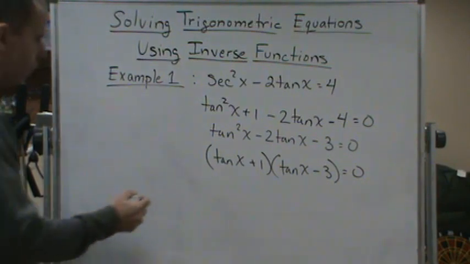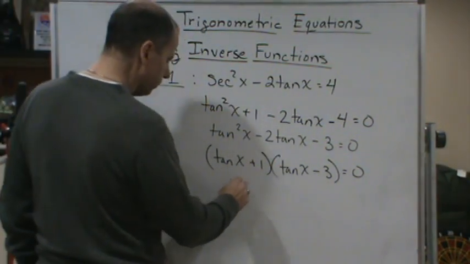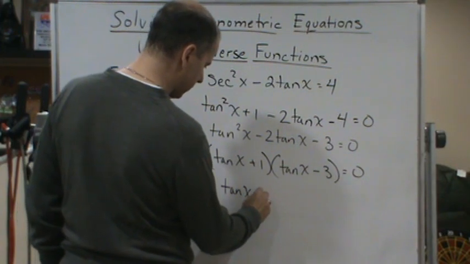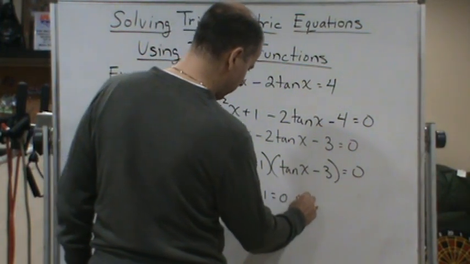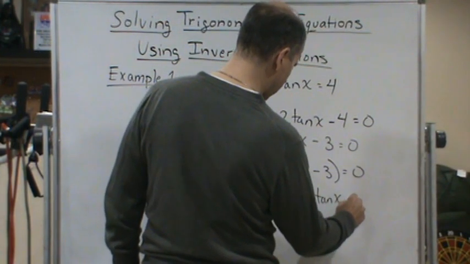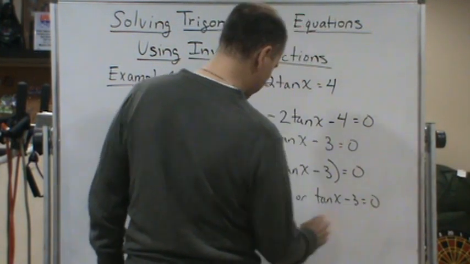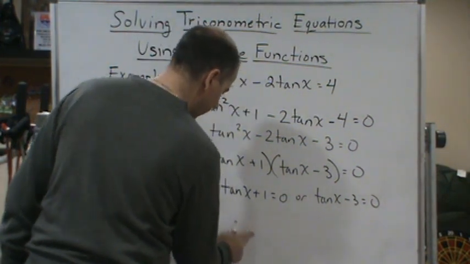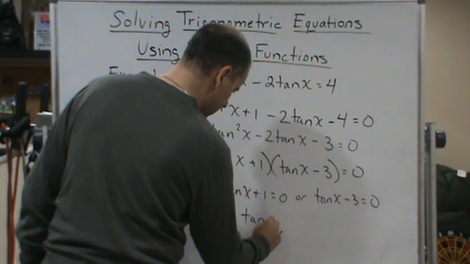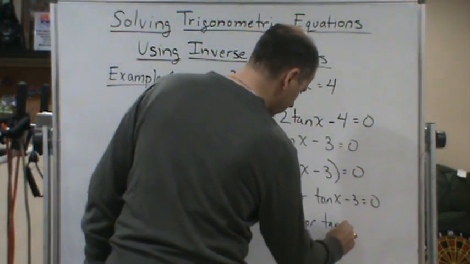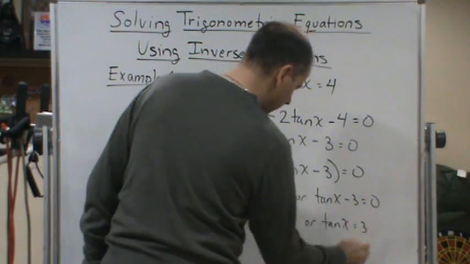Now we're going to use the zero product principle, and so of course we're going to set up the two equations. Tangent x plus 1 is equal to 0, or tangent x minus 3 is equal to 0, which gives us tangent x is equal to -1, or tangent x is equal to 3.